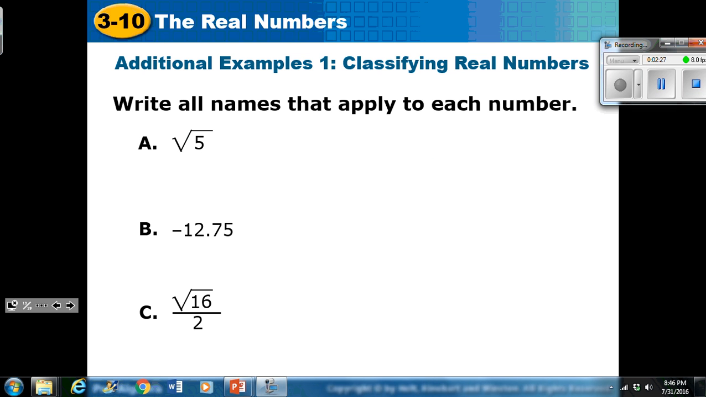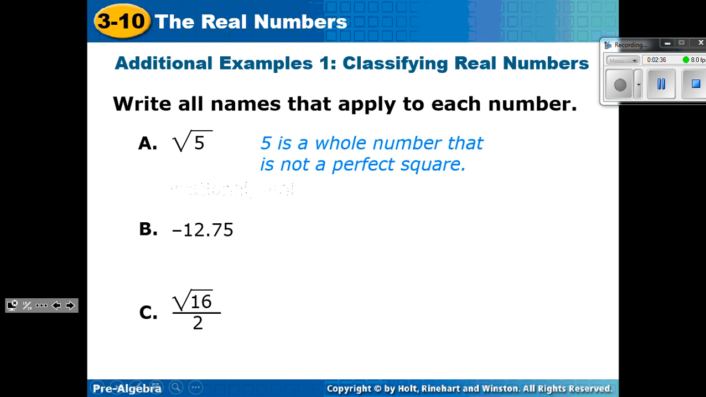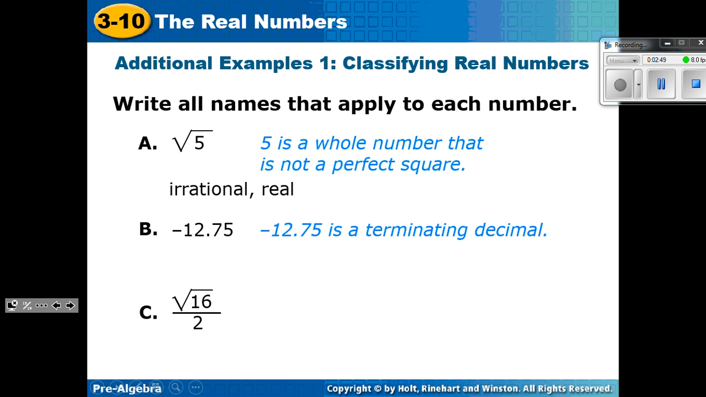Okay, so we're supposed to write all the names that apply to each number. So the square root of 5, that's not a perfect square, and so that's going to be irrational. If you were to put it in your calculator, it'd be a big, long decimal. And it is considered a real number. Negative 12.75 is a decimal that terminates. It comes to an end. So that is considered a rational number. If a number is rational, it is also real.